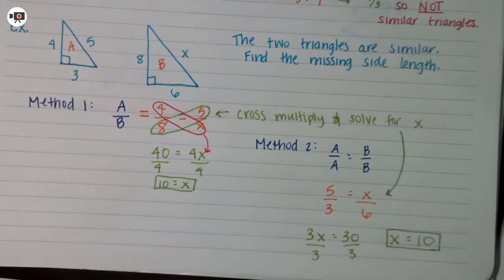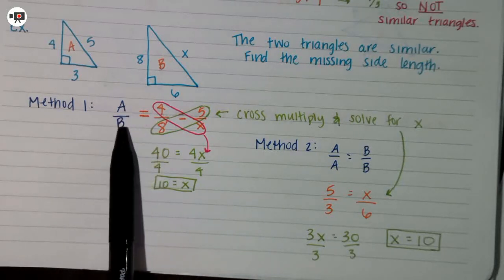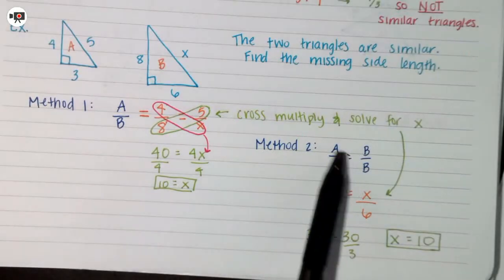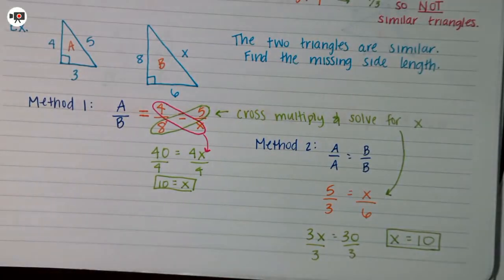So either way will get you the same answer. You just have to be consistent in how you set it up. Do I have corresponding sides, or do I have from A and then corresponding from B?